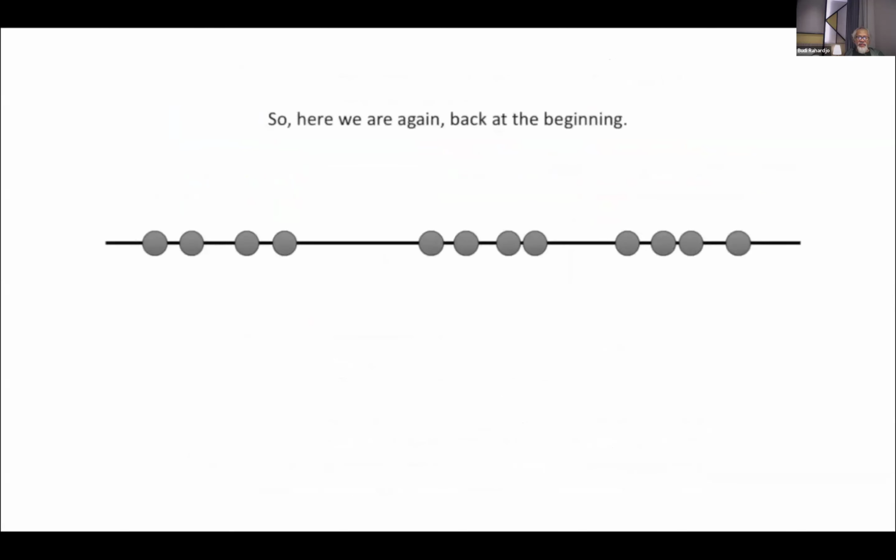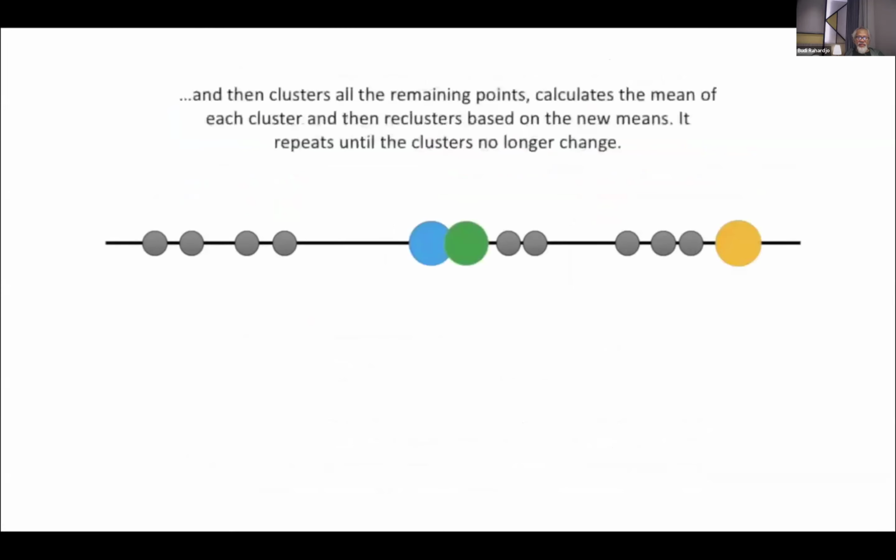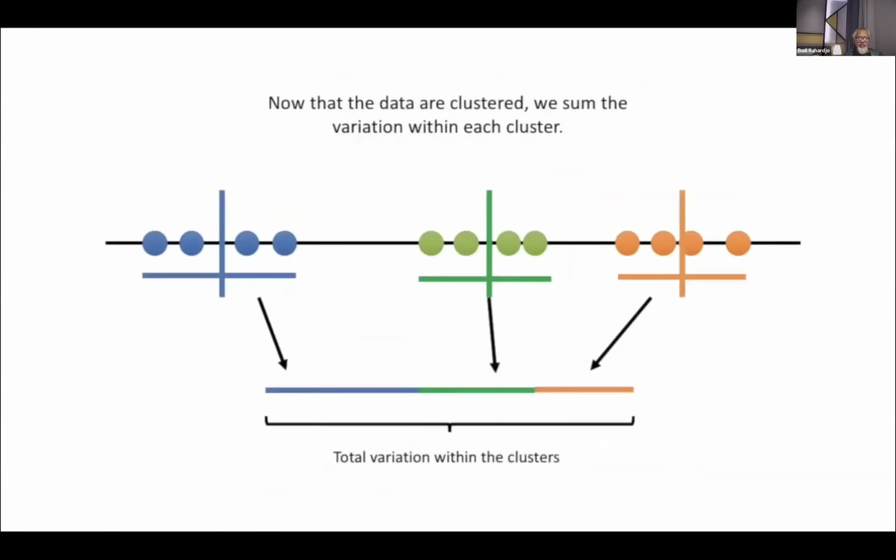So here we are again, back at the beginning. K-means clustering picks 3 initial clusters, and then clusters all the remaining points, calculates the mean of each cluster, and then reclusters based on the new means. It repeats until the clusters no longer change. Now that the data are clustered, we sum the variation within each cluster.